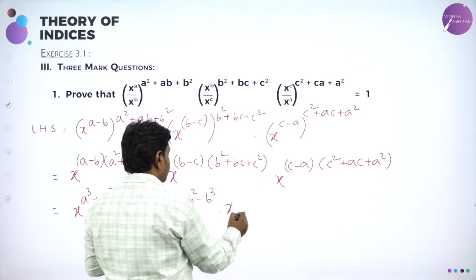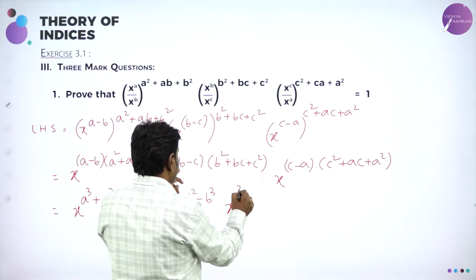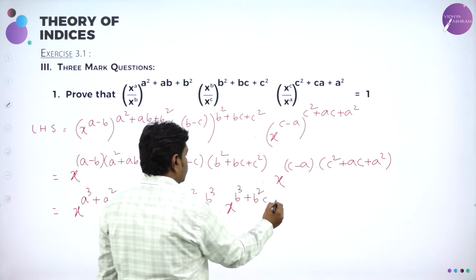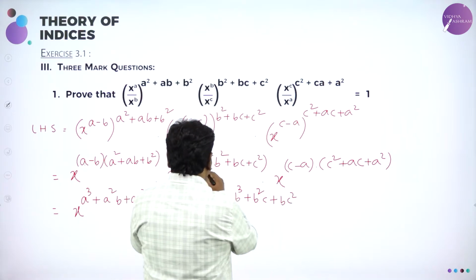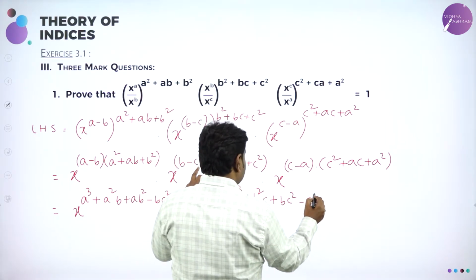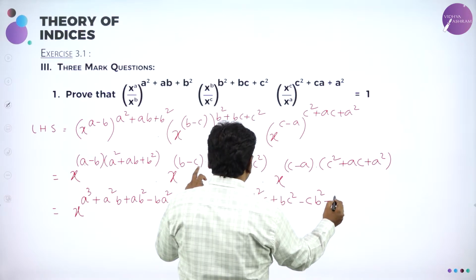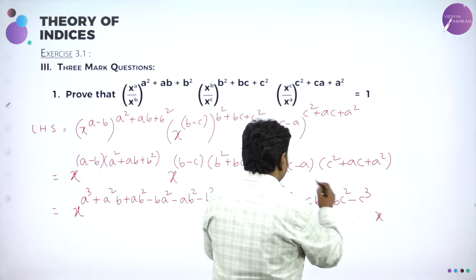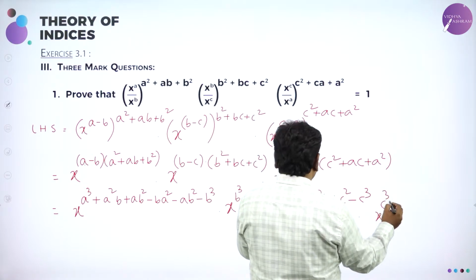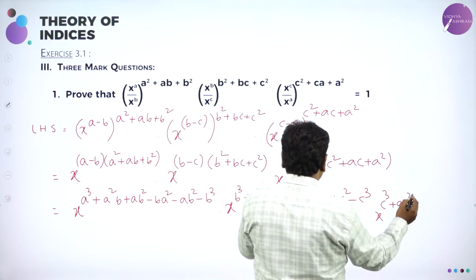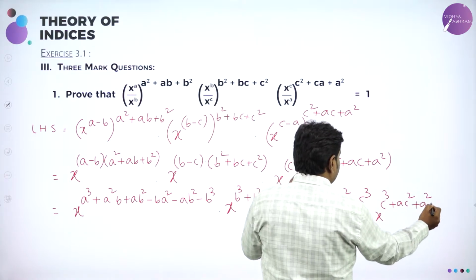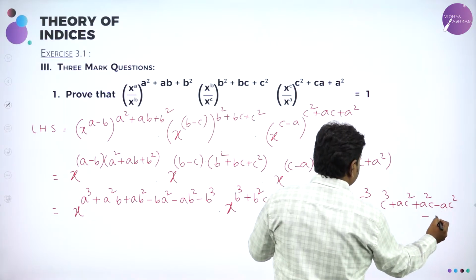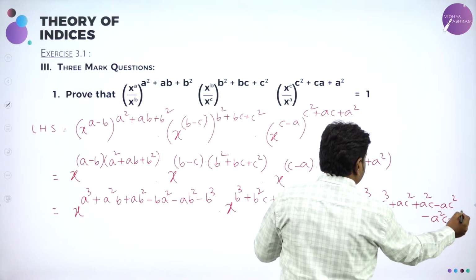Then x power b into b square is b cube, plus b square c. b into c square is bc square. Then minus c into b square is minus b square c, minus bc square, minus c cube. x power multiply c into c square is c cube, plus ac square, plus a square c, minus ac square, minus a square c, minus a cube.